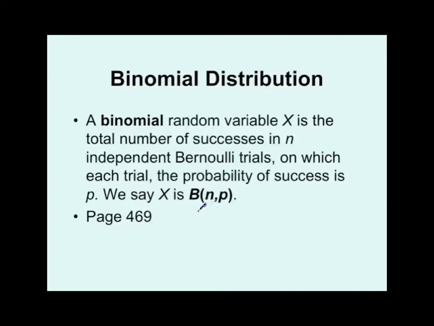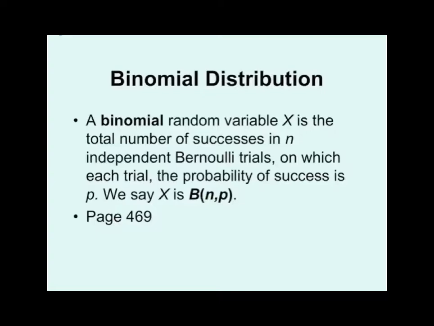We say x is binomial of n, p. So again, this is like our notation that we've had for uniform and normal, where the first letter tells us the type of distribution we're working in. In this case, the b stands for binomial, the n is the number of trials, and the p is the probability of success. Now, if you go to page 469 of your textbook, you'll see a huge amount of information about the binomial distribution there.